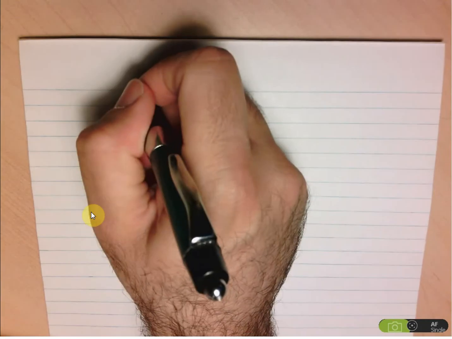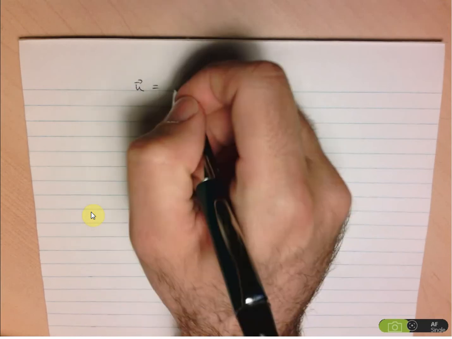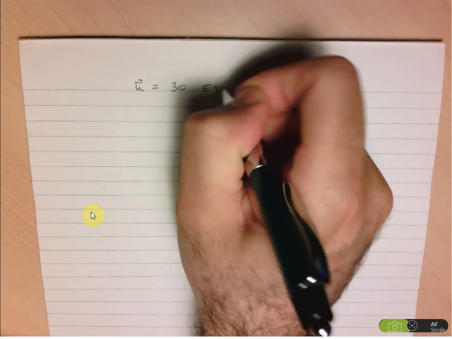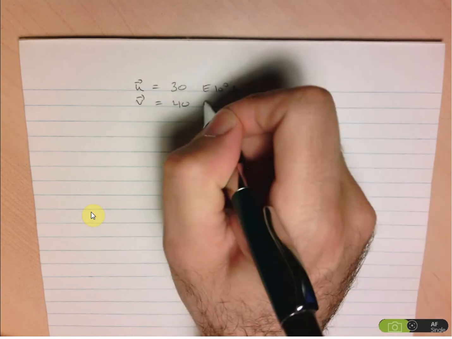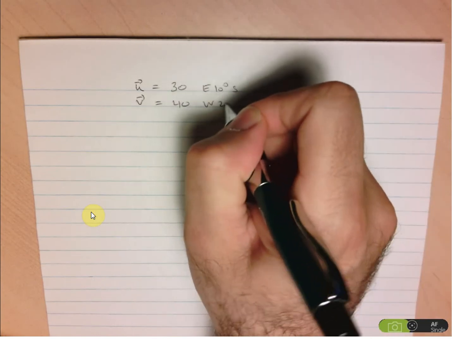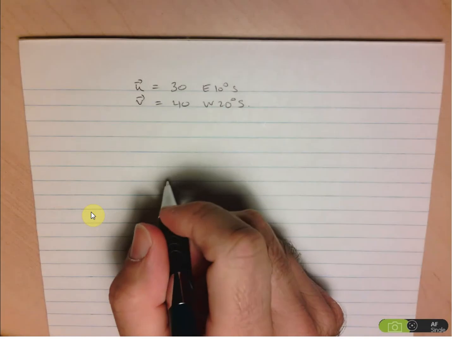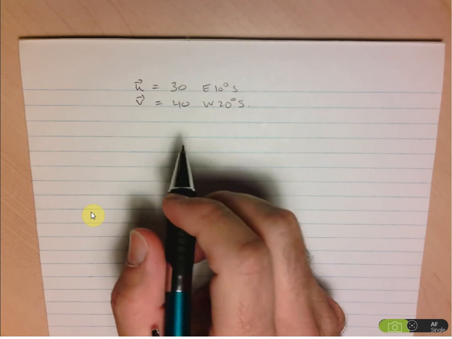Hi folks, today we're going to consider the concept of multiplying vectors and trying to see what that means. So let's see how we might define the product of two vectors. Let's start with some geometric vectors. Say u is 30 east 10 degrees south and v is 40 west 20 degrees south. So I've got these two geometric vectors, and what would it mean to multiply them?